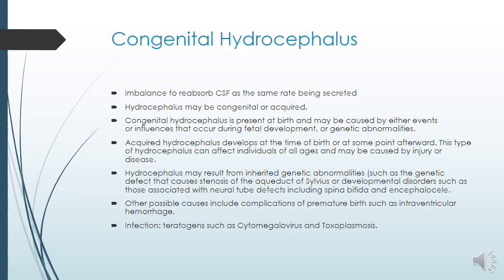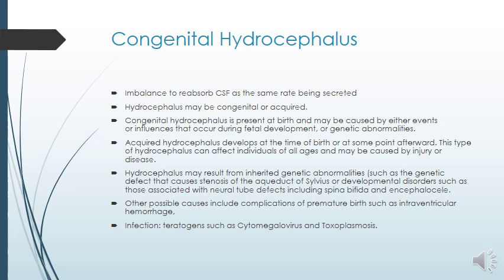Let's look at congenital hydrocephalus. It's basically an imbalance in the ability to reabsorb cerebral spinal fluid at the same rate that it's being secreted. It can be congenital or it can be acquired. Congenital hydrocephalus is present at birth and may be caused by either events or influences that occur during the fetal development or genetic abnormalities. Acquired hydrocephalus develops at the time of birth or at some point afterwards. This type of hydrocephalus can affect individuals of all ages and may be caused by injury or disease.